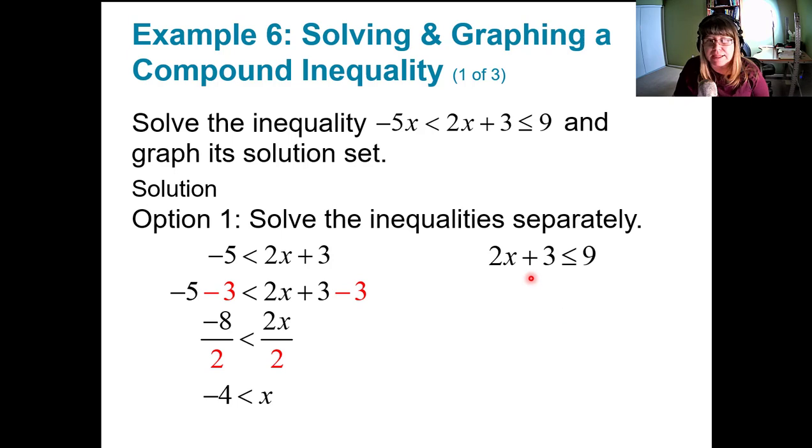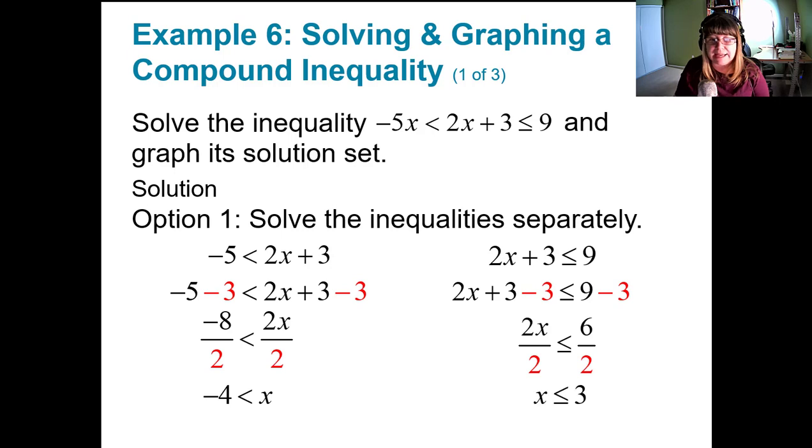Okay? Secondly, 2x plus 3 is less than or equal to 9. Let's go ahead and solve for the inequality of x here. Subtract 3 from both sides. We get 2x is less than or equal to 6. Divide by 2. X is less than or equal to 3. Now, both of these things must be true.